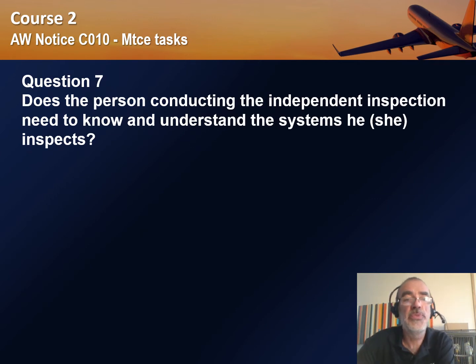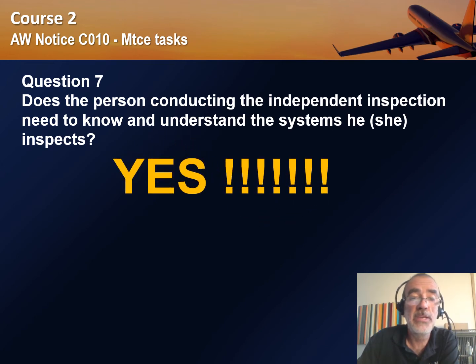Question 7. Does the person conducting the independent inspection need to know and understand the system that he or she is inspecting? What would you say? Of course, yes. Okay, if you don't understand what you're inspecting, it's very hard to figure out if it's properly done or not.